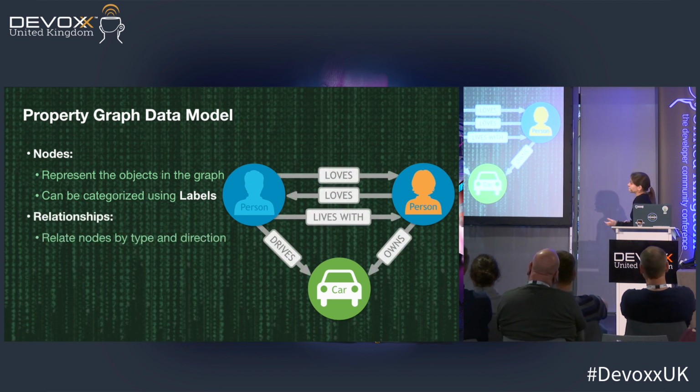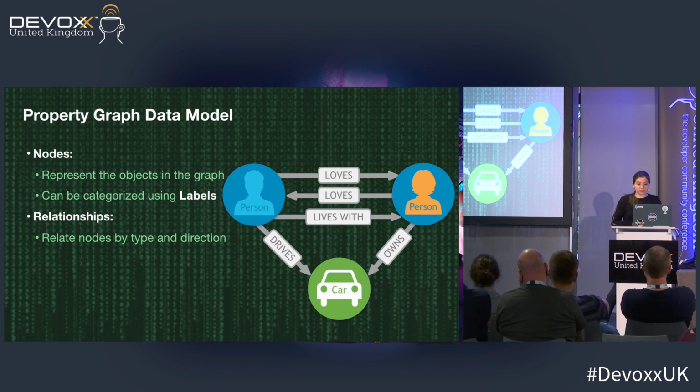Then you might add some relationships. So how are these nodes related to one another? How are they connected? What type of meaning do they have with one another? So you can relate nodes by type as well as by direction. In this example, we've chosen this person has a loves relationship with this person, same vice versa, this person lives with that person, this person drives the car, this person owns the car. So you can have different relationship types. That's what these are, to define different kinds of relationships, different meanings.